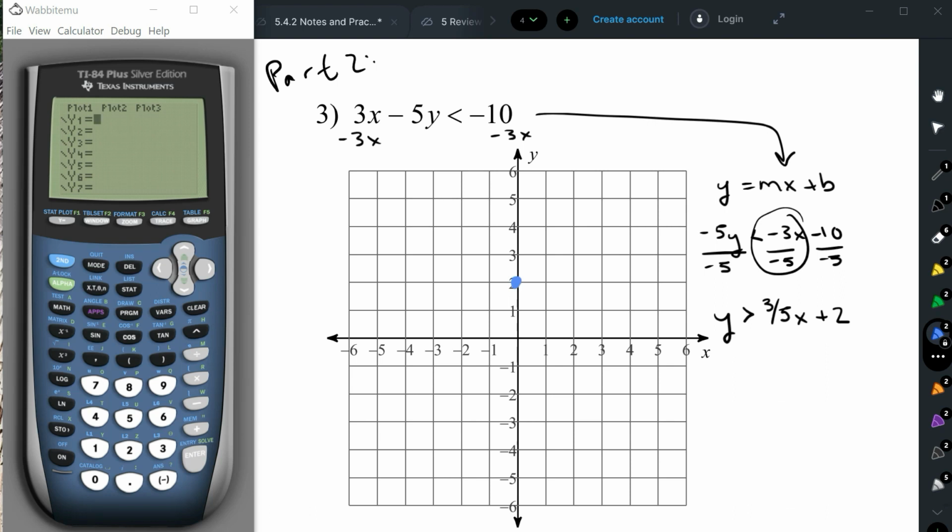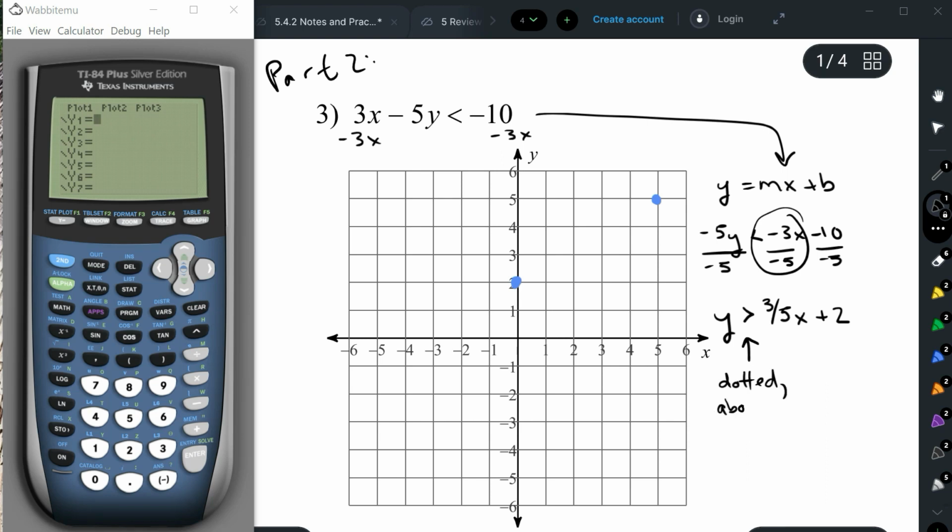And we are going to use a dotted line. Why dotted again? Well, we have a less than sign, or a greater than sign, no equal to. Dotted, and we're going to be shading above. Okay, remember that greater than means above. So a dotted line through our points here, going to do my best to connect those. It'll be about there. And shading everywhere above that line will be helpful.